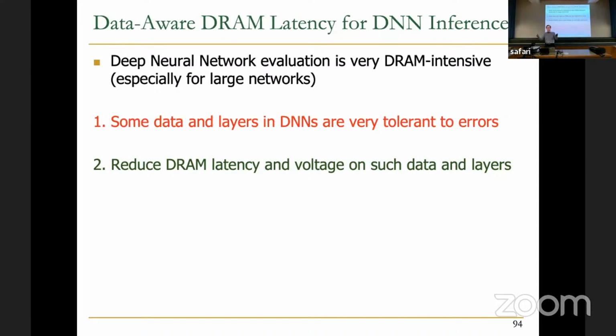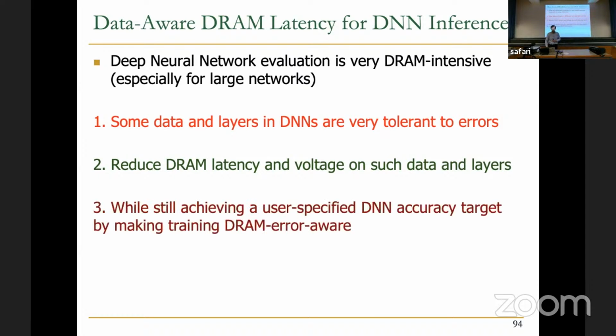You can do this in image. And in image and video, this has been used because these are thought of as error tolerant applications. Of course, you need to provide some quality of service to the user so that they don't get affected, right? Similarly, in neural networks, as long as you achieve some amount of accuracy, you can play games with the errors that you get because they're tolerant. So that's the idea. You can reduce DRAM latency and voltage on error-tolerant layers based on the error tolerance level that they have, while still achieving a user-specified accuracy target.